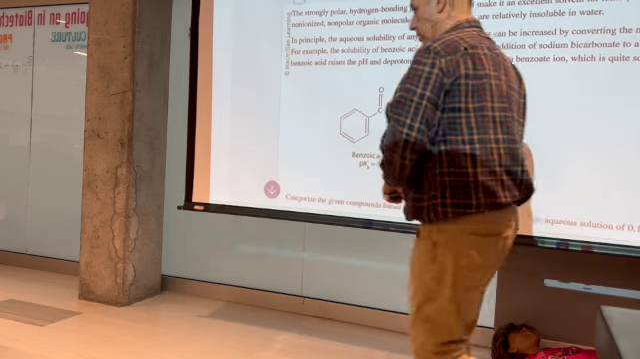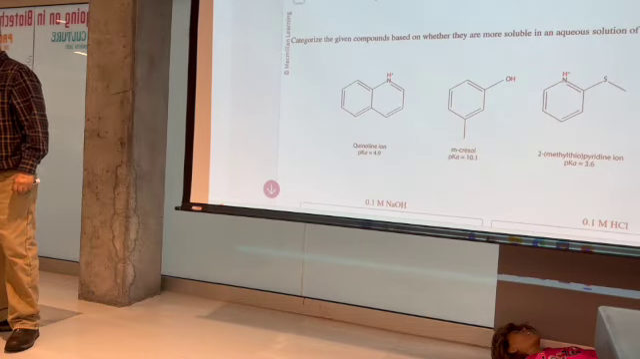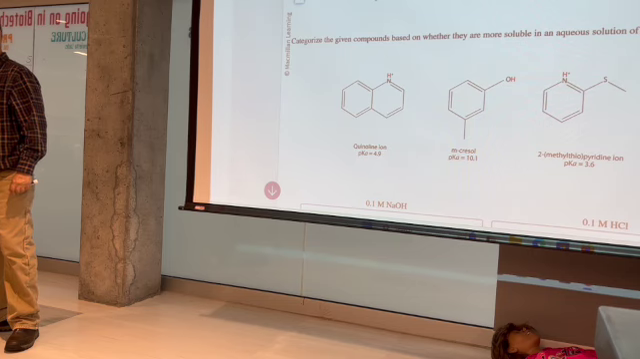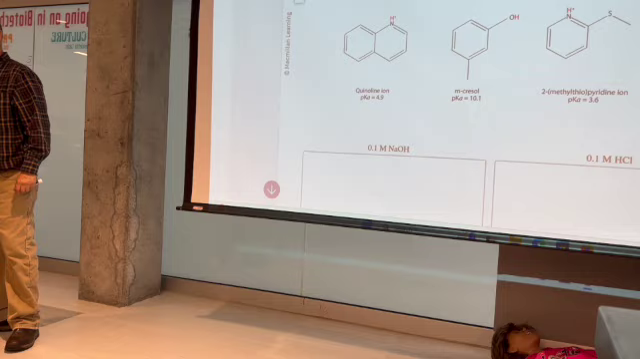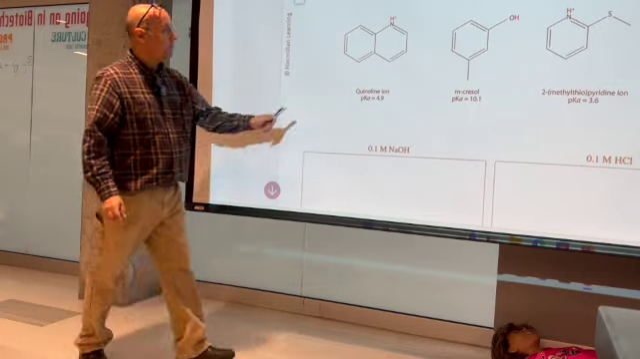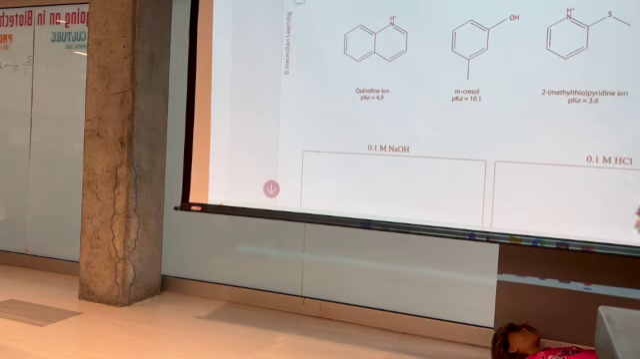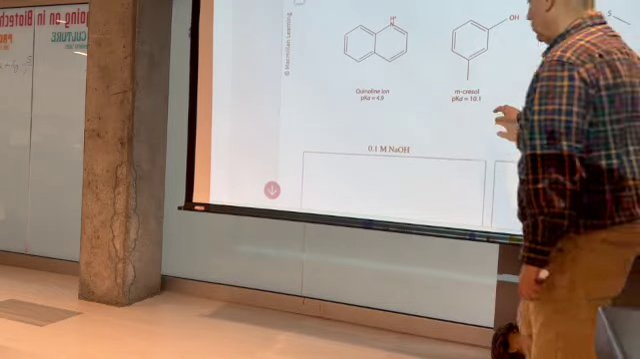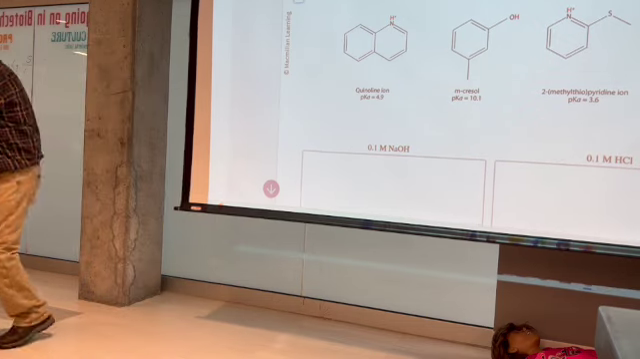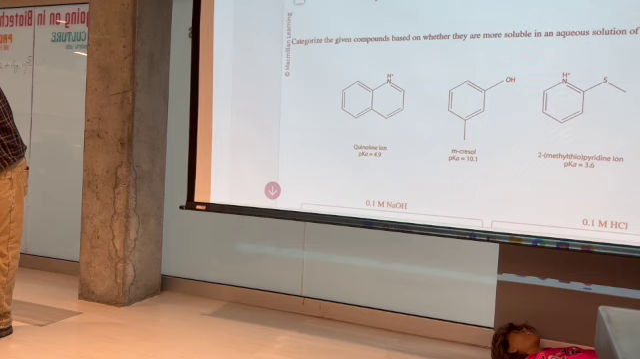Okay, so now what do they want? So with that knowledge, they want you to take these three molecules and at these different ionic strengths or base and acid concentrations, predict where they will go. Is that what they want? Categorize them based on whether they are more soluble in aqueous solution. Okay.